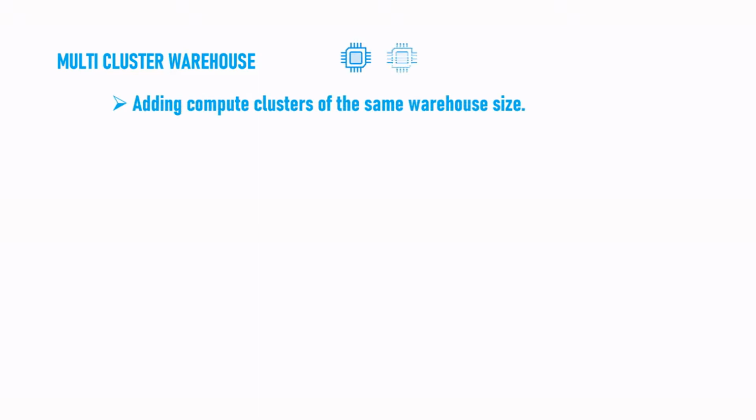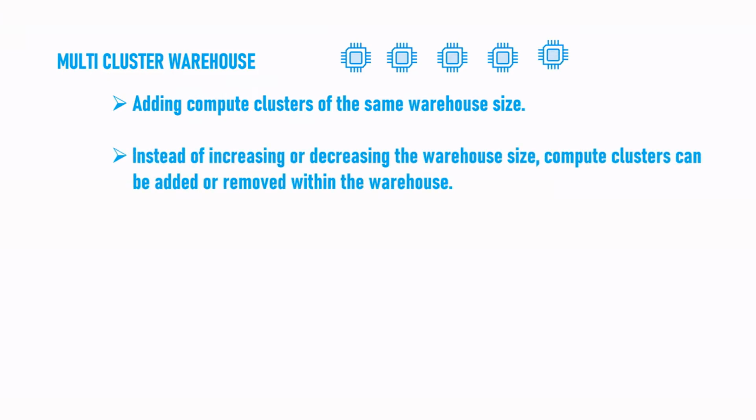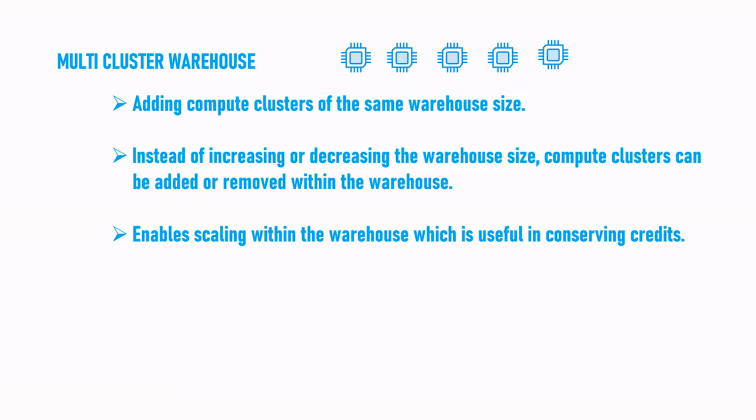Another unique feature of virtual warehouses is that it can be a multi-cluster warehouse. The users can add additional compute clusters of the same warehouse size to the existing warehouse. Instead of increasing or decreasing the warehouse size, compute clusters can be added or removed within the warehouse. This enables scaling within the warehouse, which is useful in conserving credits. A warehouse can have a minimum of 1 cluster and a maximum of 10 clusters.